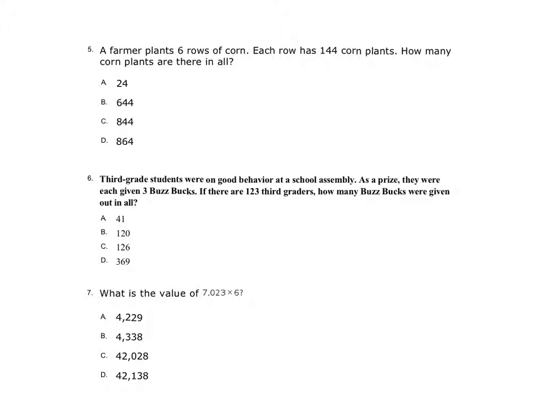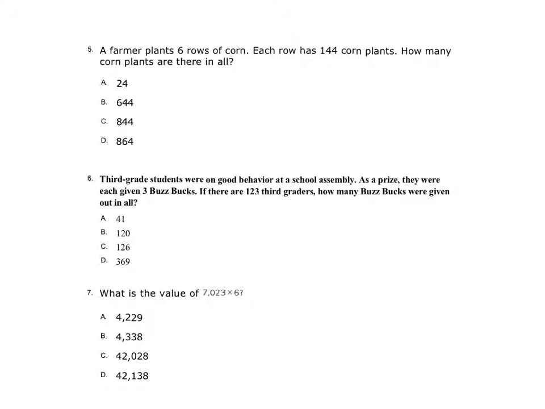So on number 5 right here, it says a farmer plants 6 rows of corn. Each row has 144 corn plants. How many corn plants are there in all? Alright, so what you're going to do first is find what the important information is.